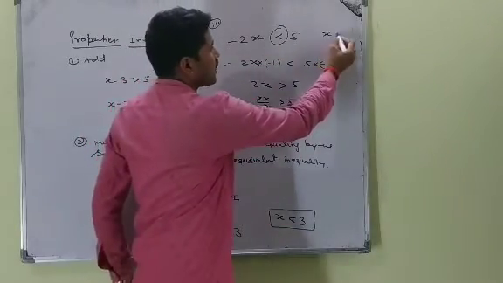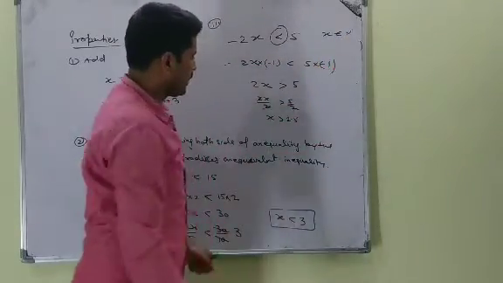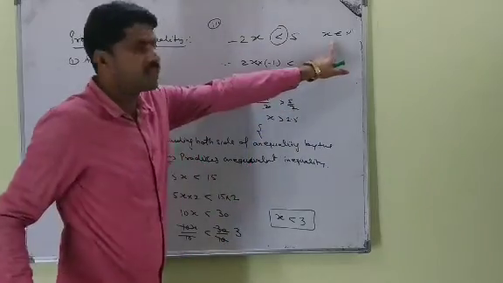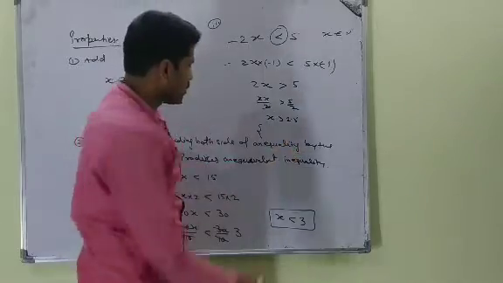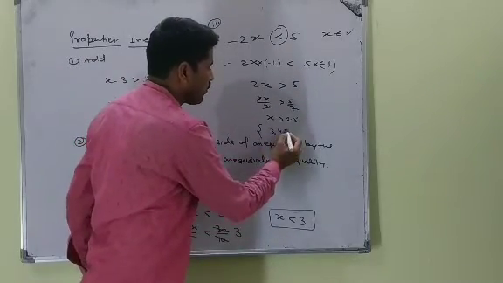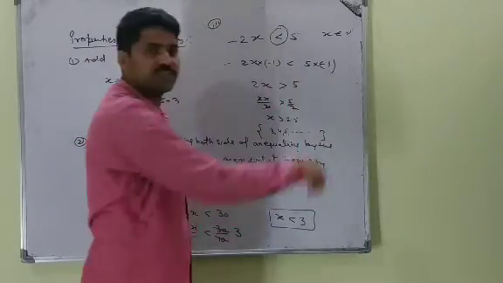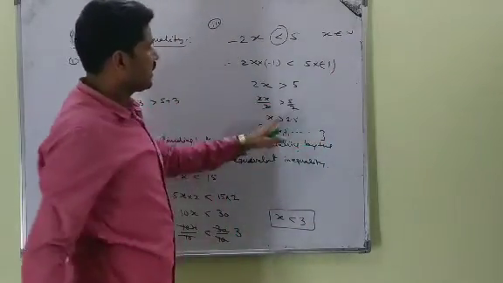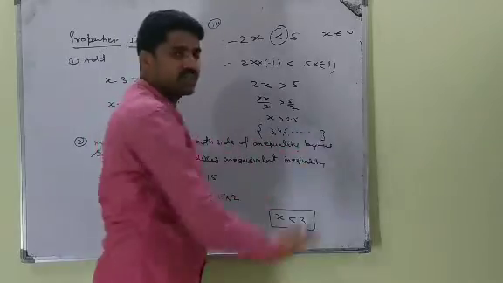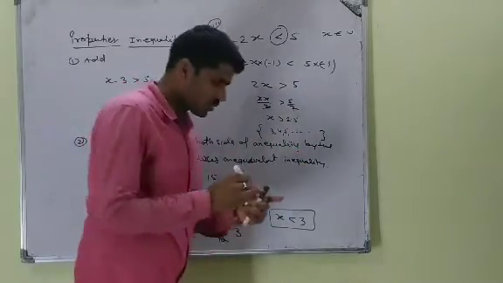Suppose x belongs to N, then what is the solution set? You tell me. Natural number. So greater than 2.25. That is what? 3, 4, 5, and so on. If here x belongs to whole number, then x greater, same answer. Clear? So this is the solution.